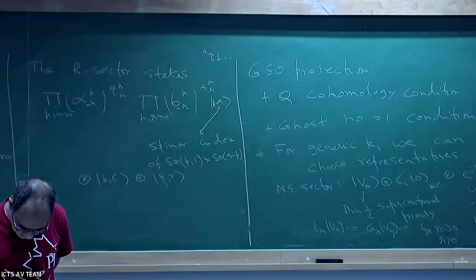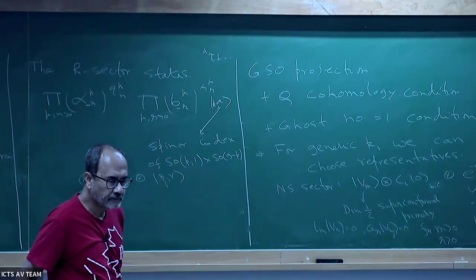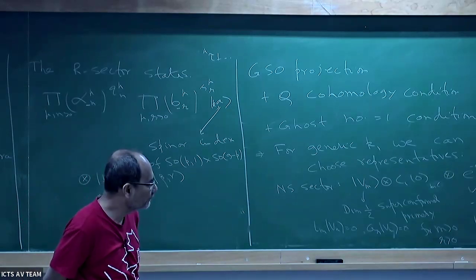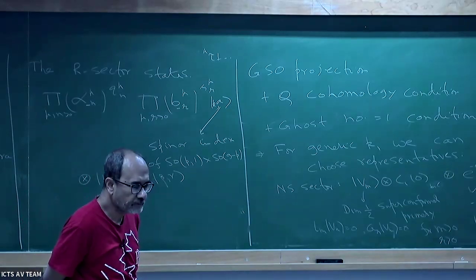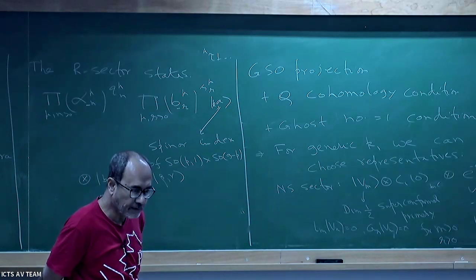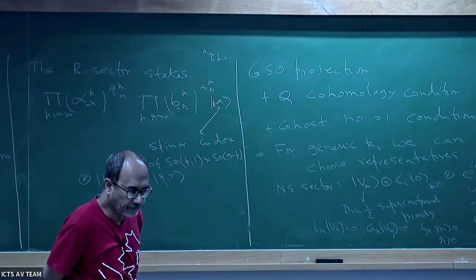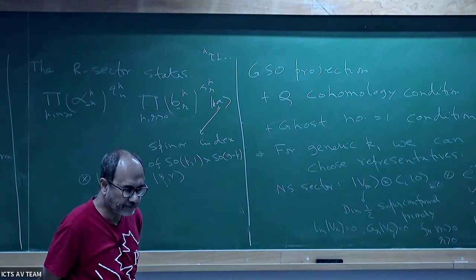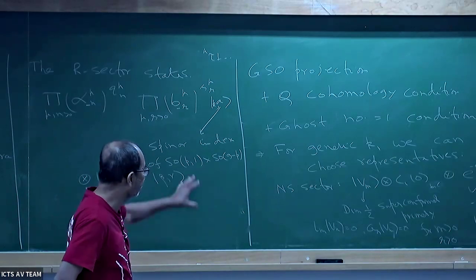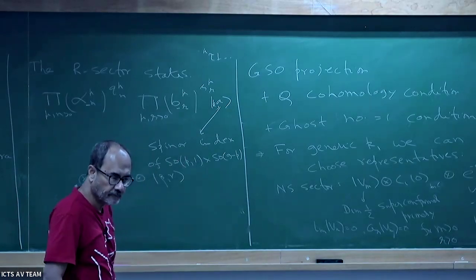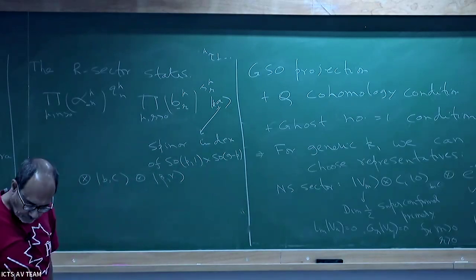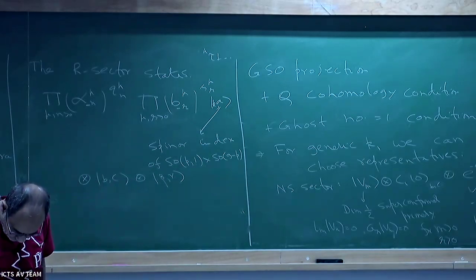At generic momentum, we can always write the states in that form, c tilde, and here it's c on vector, here it's only c. So at generic momentum, you can always choose the representative of the BRST cohomology to be of this form. Okay, maybe I'll do this next time.